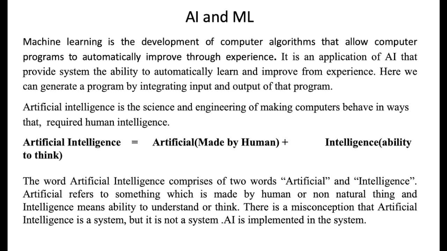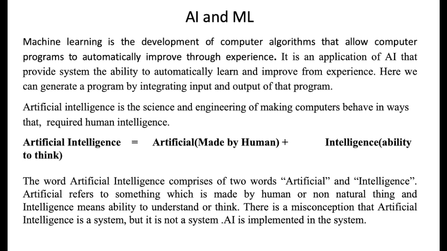So here we can generate a program by integrating the input and output of the program. That is machine learning. But artificial intelligence is the science and engineering of making computers behave in ways that require human intelligence. So it's very simple. Artificial intelligence equals artificial, meaning made by human, plus intelligence, meaning ability to learn.